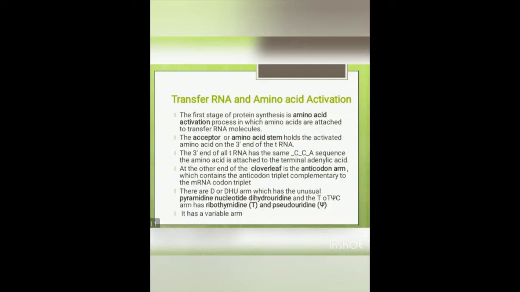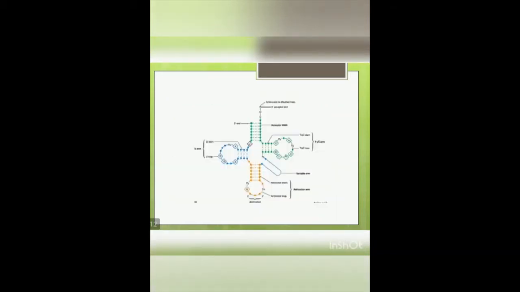There is the D or DHU arm, which has the unusual pyrimidine nucleotide dihydrouridine, and the T or TΨC arm has ribothymidine or pseudouridine. It has also a variable arm. Here you can see the variable arm, D arm, TΨC arm, acceptor arm, and the anticodon loop.